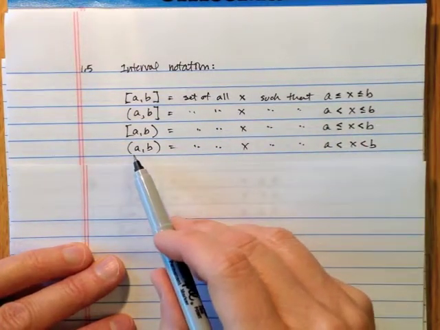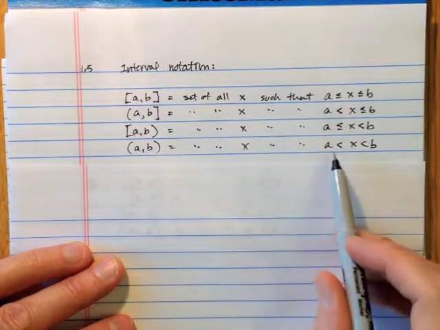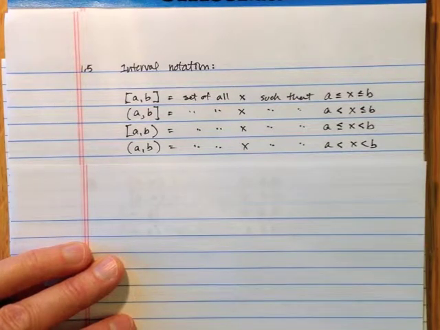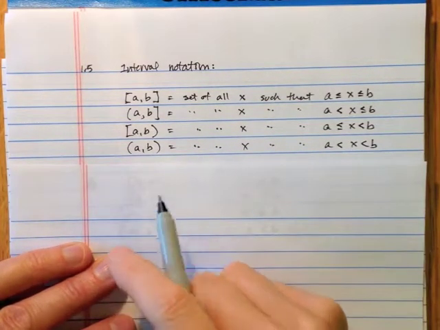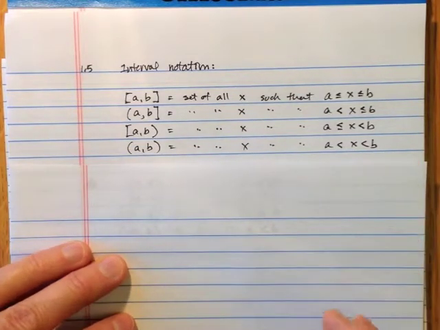All right. For instance, open parenthesis a comma b close parenthesis, those are all the x's that are strictly between a and b, not allowing a or b. So that's the way we write down all the bounded intervals, intervals that have a left and a right endpoint.